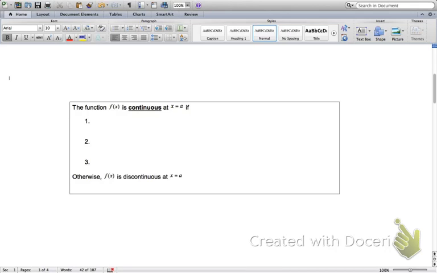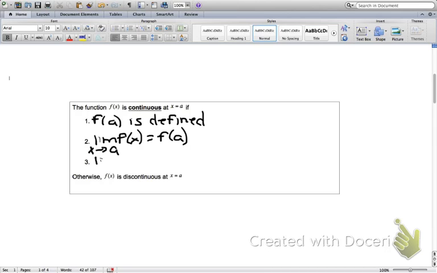So to summarize, when a function is continuous or not, the function f(x) is continuous at x equals a if f(a) is defined, if the limit of f(x) as x approaches a exists, and the limit of f(x) as x approaches a is equal to f(a). Otherwise, f(x) is not continuous at x equals a.